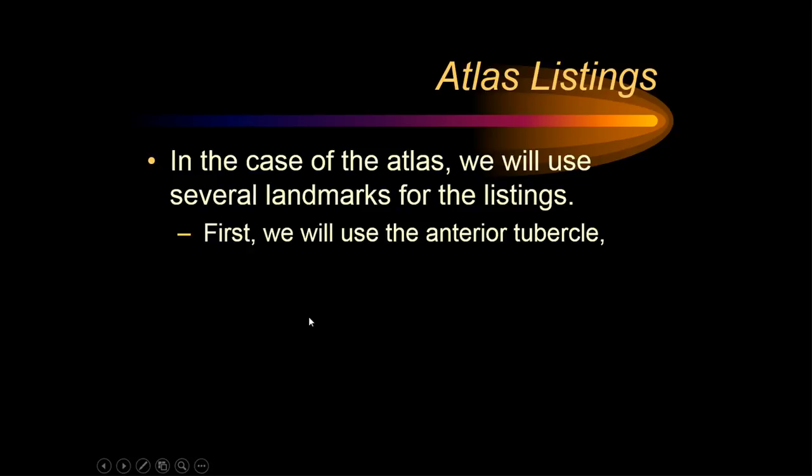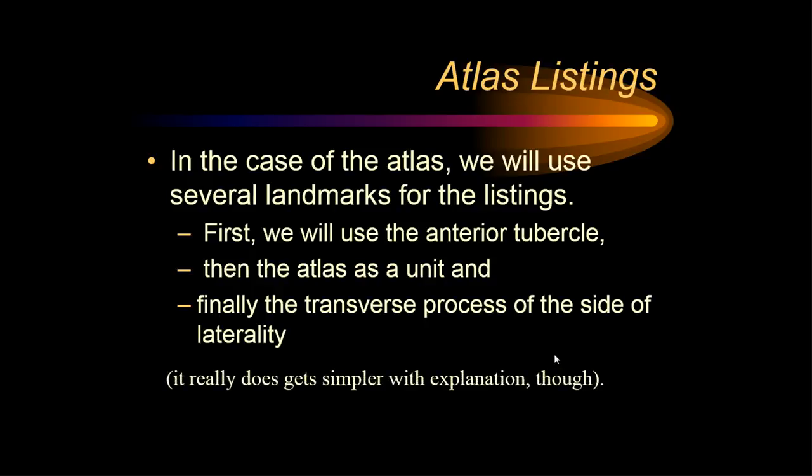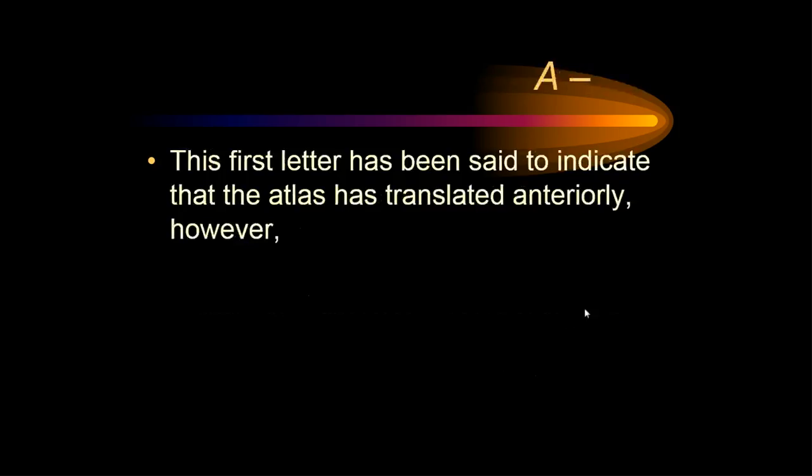So first we're going to use the anterior tubercle. That'll be the first two letters of the atlas listing. It will tell us what the anterior tubercle is doing. Secondly, we'll be using the atlas as a unit. The whole atlas, we're going to talk about what it does. And then finally, the transverse process on the side of laterality, because we're going to be interested in that side of laterality. So we'll be saying whether that transverse process is either anterior or posterior. It gets simpler when you actually see the pieces of it.